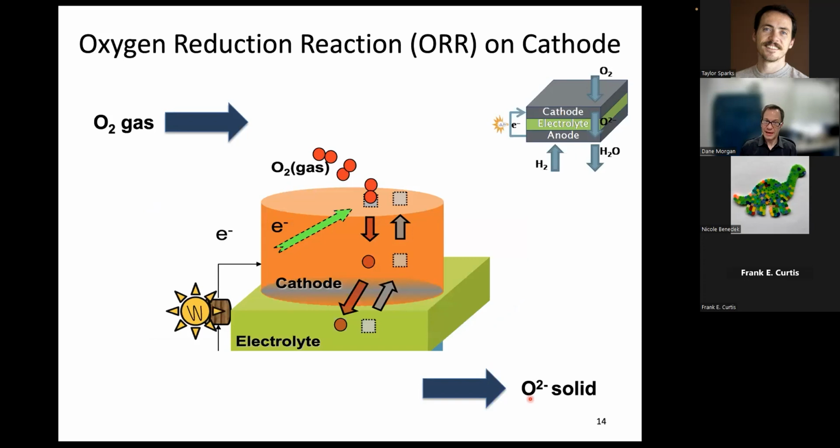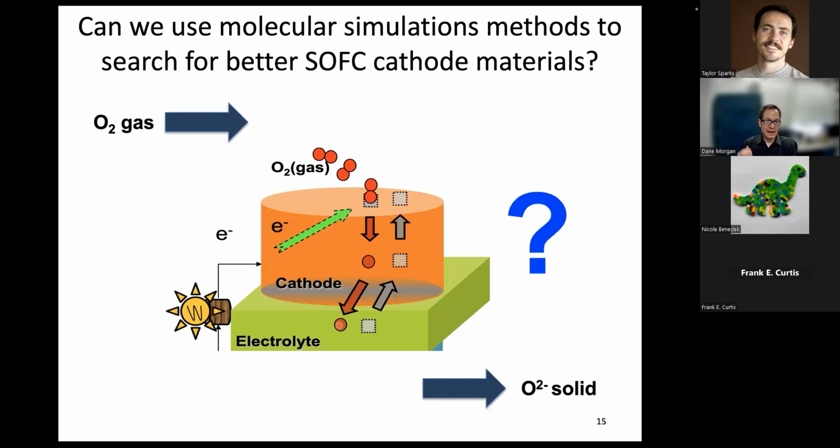Here's a little more detail on what happens in that process. Typically, oxygen comes in as O2, lands on the surface of the material, finds a vacancy in the oxygen sublattice of the cathode. It's typically an oxide material, incorporates into that cathode, and then transports through it as an O2- ion into the electrolyte. So that fairly complex multi-step process is what we want to optimize to make a better cathode material. And what we want to do is try to do this using molecular simulation.